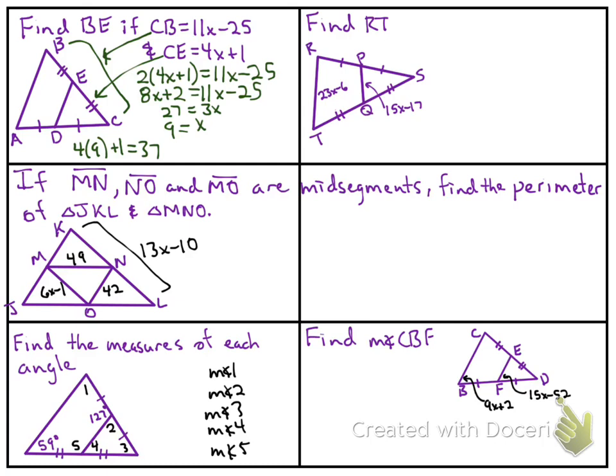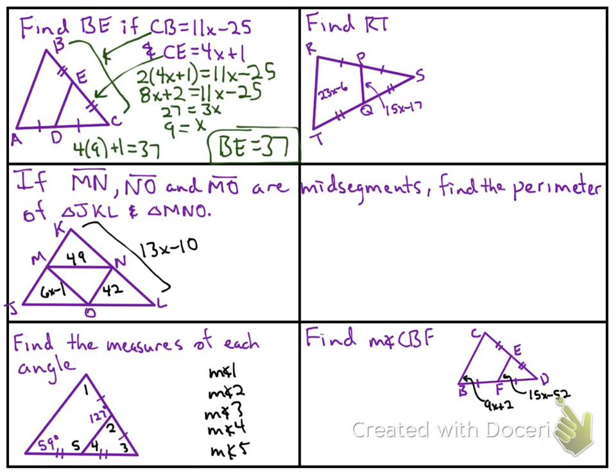Or we could do the 11 times 9 is 99, minus 25 is 74, which is the whole side of BC or CB. We take half of that and also get 37. So BE in either case is 37 units.